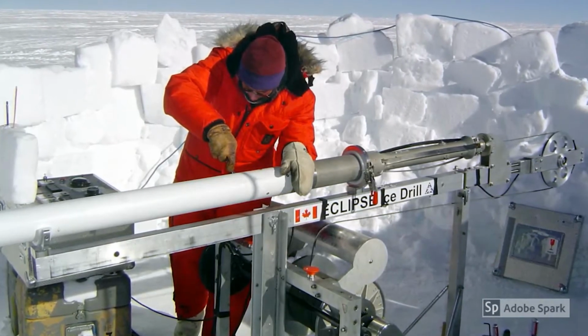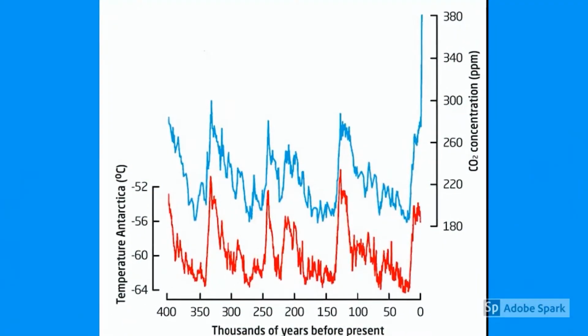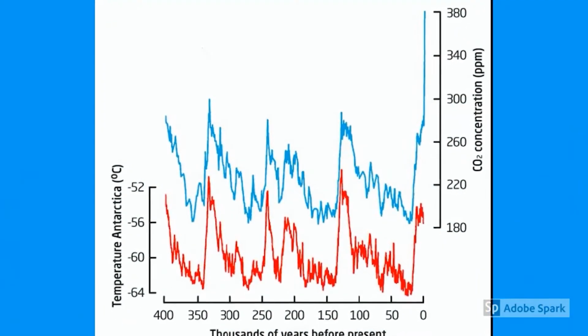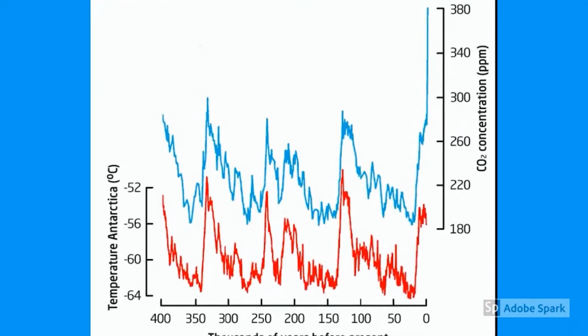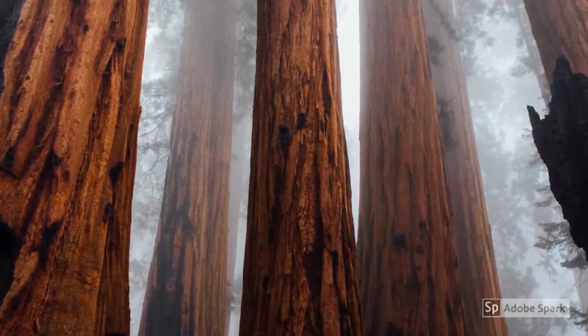Scientists also have a way to measure the temperature at those times. They found that when the CO2 levels are high, the temperature goes up, and at no time have the CO2 levels been as high as they are now. Another way is by looking at the rings of trees.